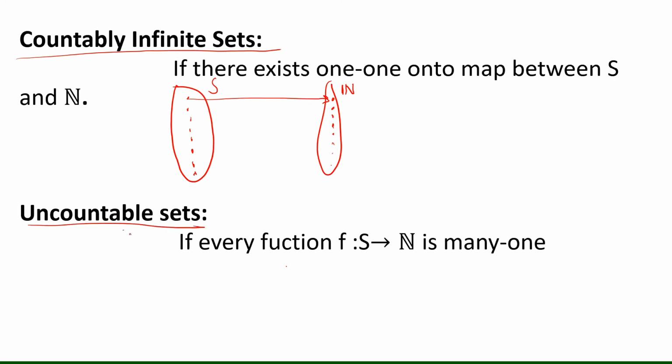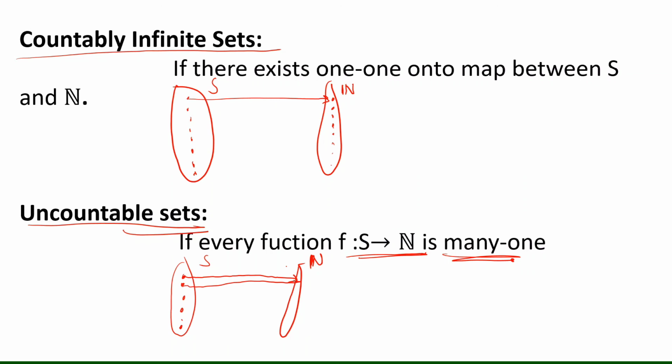And an uncountable set is one where every function f from S to N is many-one. So here is S and here is N. Then if every function is many-one, then there exist at least two elements of S which are connected to a single element of N, and hence we can say that the numbers are uncountably many. Now to simplify this, for a function f from S to N, when f is not one-one, we can directly say that it is an uncountable set.